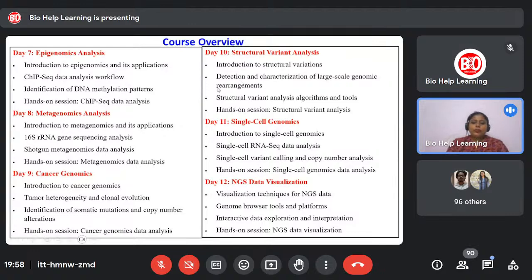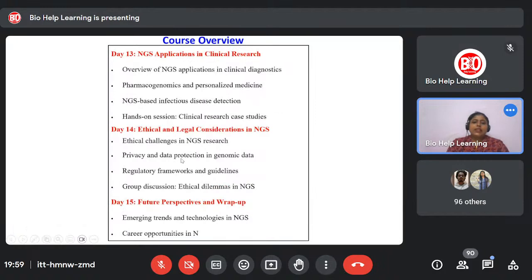And single cell genomics is on day 11, and on day 12 we will visualize. After this analysis we are going to visualize. So from day 5 to day 12 and day 13, we have hands-on sessions. It's about 7 to 8 days related to NGS analysis, single cell genomics, transcriptomics, etc.